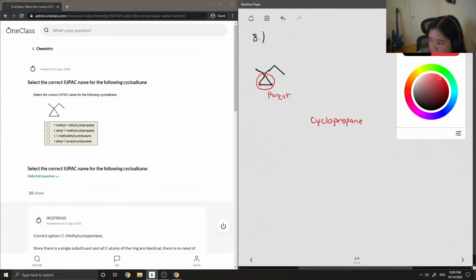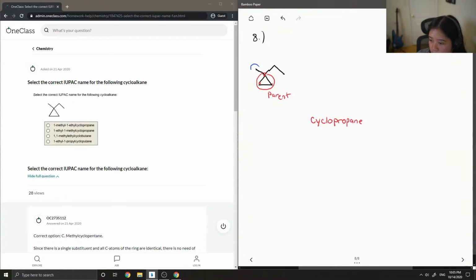And now I'm going to look at the side chains. So we have a methyl group here, and then we have an ethyl group there. So I'm going to say that this is carbon 1, because you want the lowest number possible when you name things. This is ethyl. This is a methyl group. And then you want to list them in alphabetical order. So it's going to be 1-ethyl, and then 1-methyl cyclopropane.